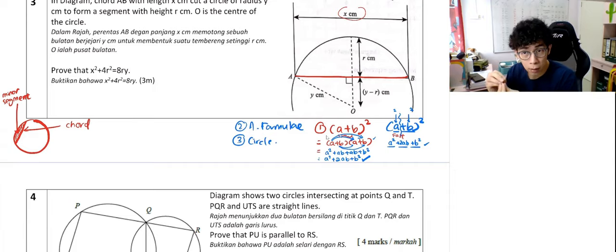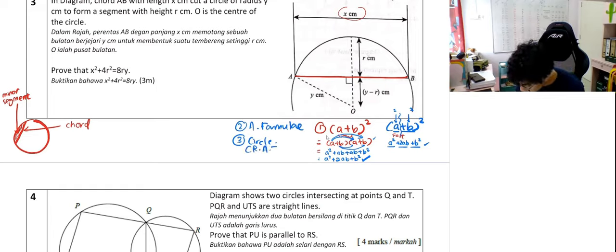Number 1, you have center. Number 2, you have radius. And number 3, you have perpendicular to your chord. It forms a right angle triangle. Circle, right angle triangle. What happened? Very good. Pythagoras.